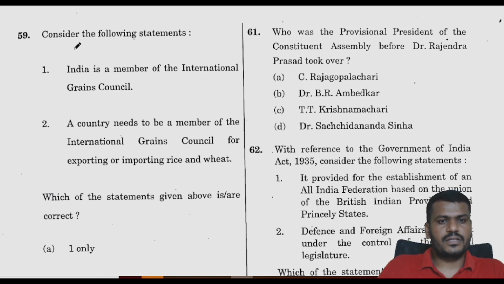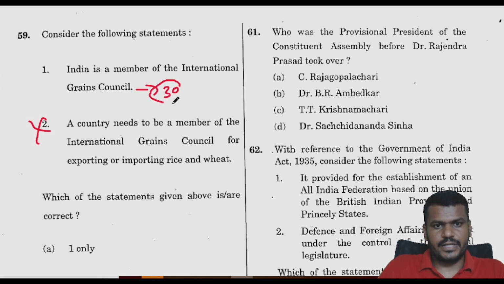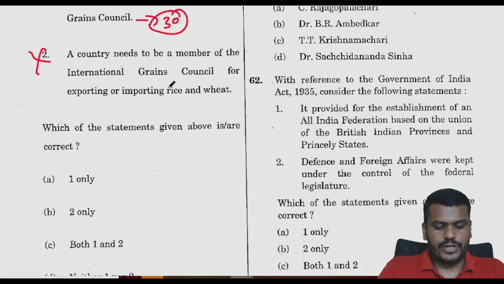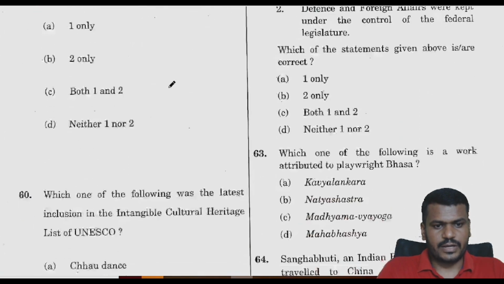Next, consider the following statements. India is a member of the International Grains Council. Okay, a country does not need to be a member of the International Grains Council for exporting or importing rice or wheat. India is definitely a member, and only about 30 countries are members, but all the countries are doing import and export of wheat and rice. That's why the second statement is not correct, guys.